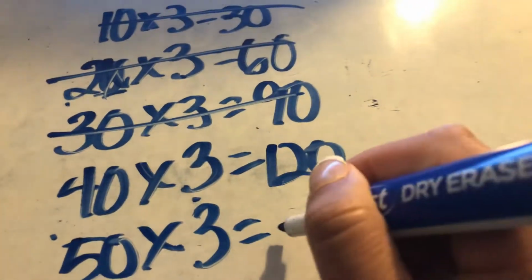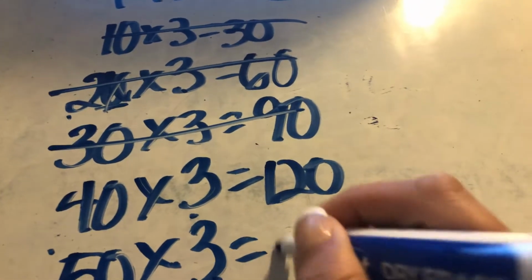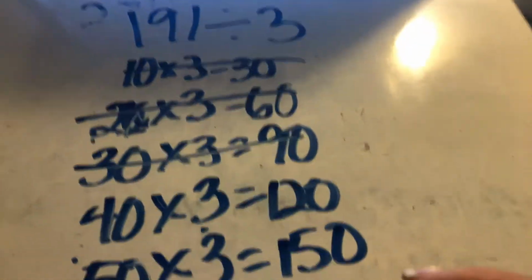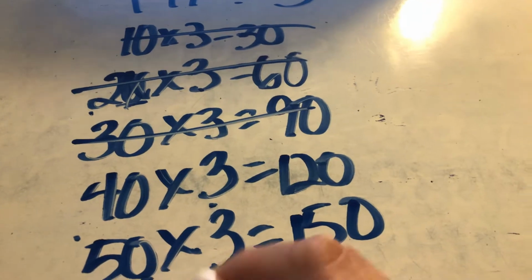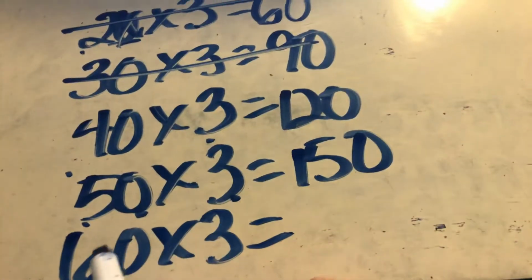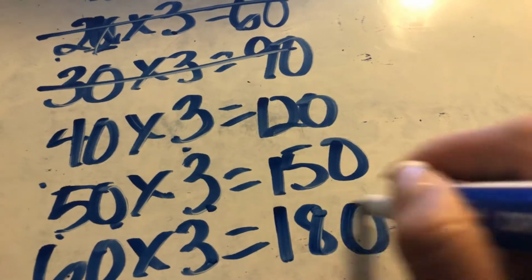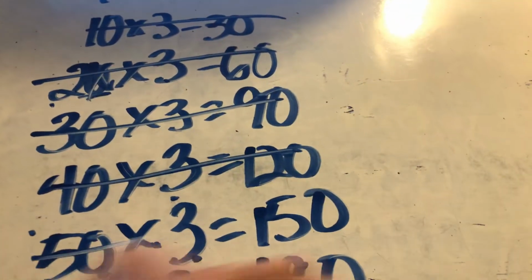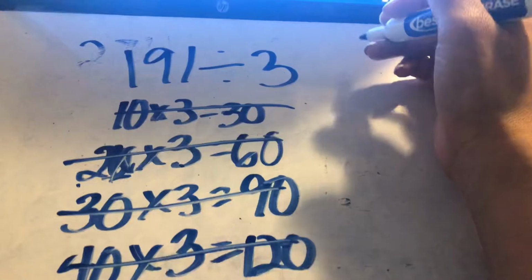50 times 3. Well, 5 times 3, 15, plus the 0, 150. Almost. Okay, 60 times 3. 6 times 3 is 18, plus 0, 180. Almost. All right, so I'm going to cross these out because we're getting hot, but we're not there.